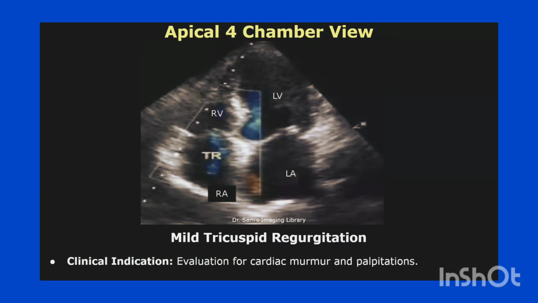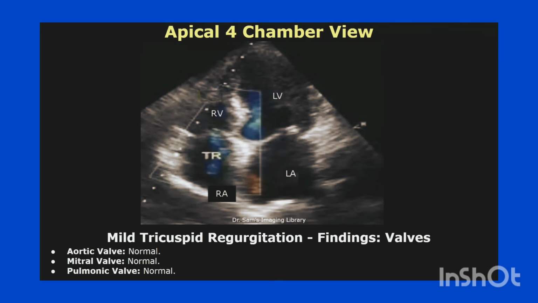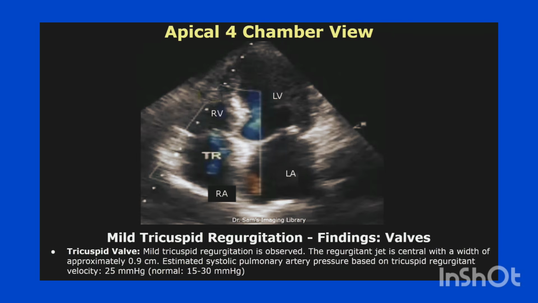This is a report for mild tricuspid regurgitation. Clinical indication is evaluation for cardiac murmur and palpitations. The aortic, mitral, and pulmonic valves are normal. In the tricuspid valve, mild tricuspid regurgitation is observed.